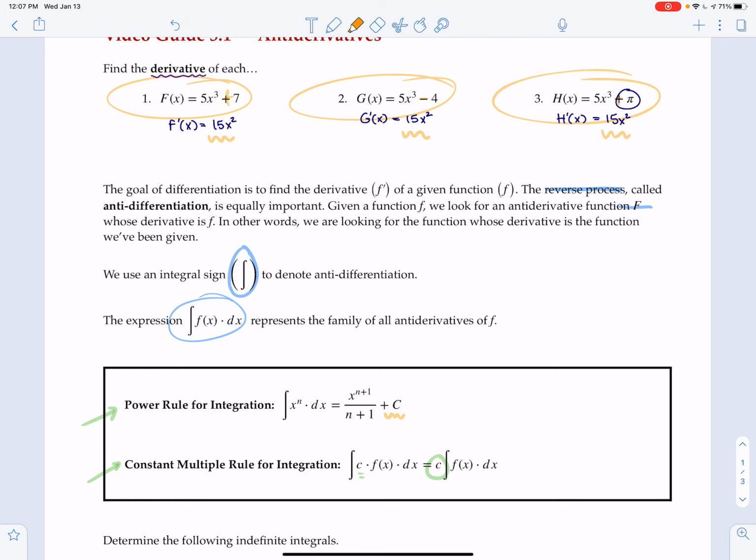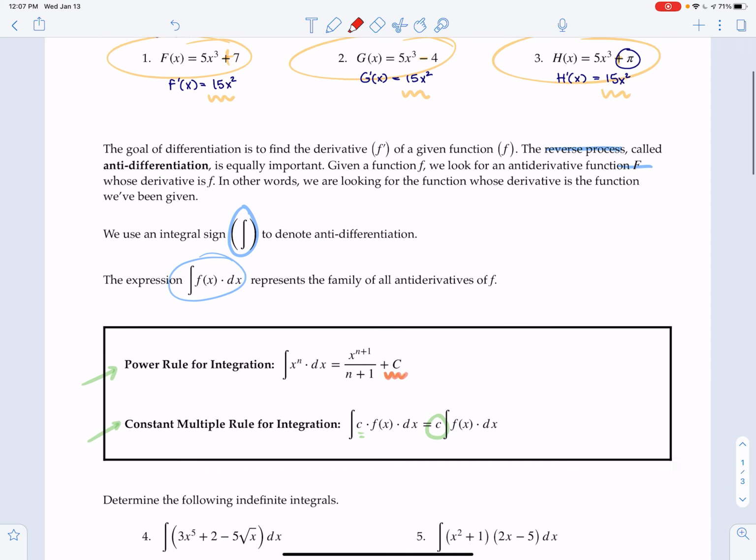So for now, you just need to know that after I find any antiderivative, I'm going to literally write plus c to represent all the different vertical shifts of that function that would end up having the same derivative. And we're going to do that.